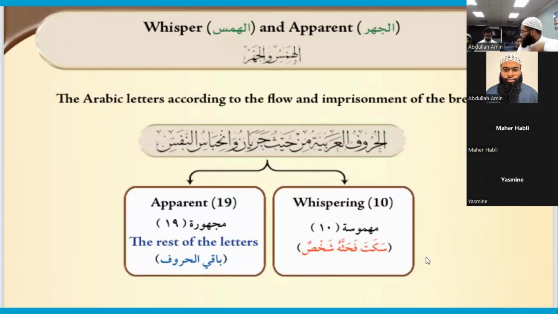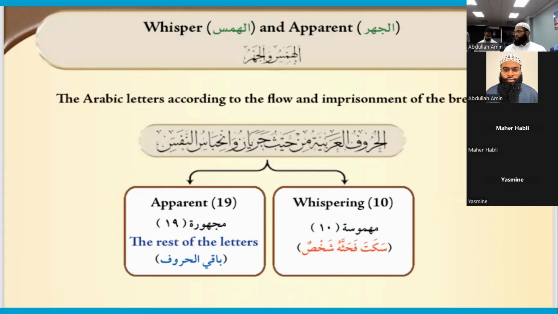All right. Now let's find out the letters for each category of opposites. The Arabic letters according to the flow and imprisonment of breath. We talked about that. Either the breath or sound flows at the articulation point, or no. Flow and imprisonment of breath. Basically what he's saying is that when the breath is imprisoned, it's imprisoned at the vocal cords. So this is talking about the vibration of the vocal cords. Either the vocal cords vibrate or they don't. They don't vibrate with 10 letters.